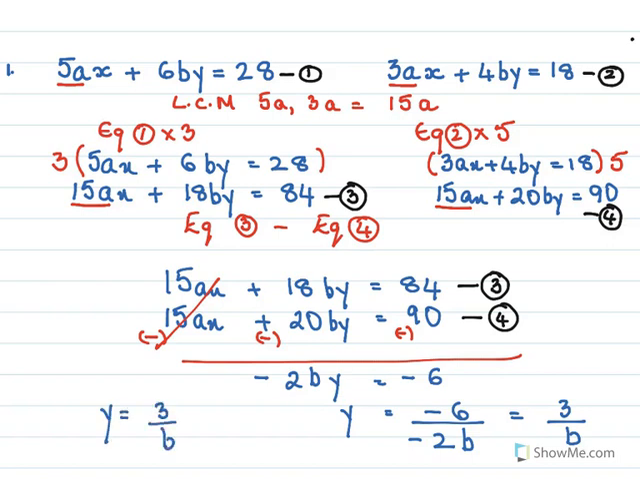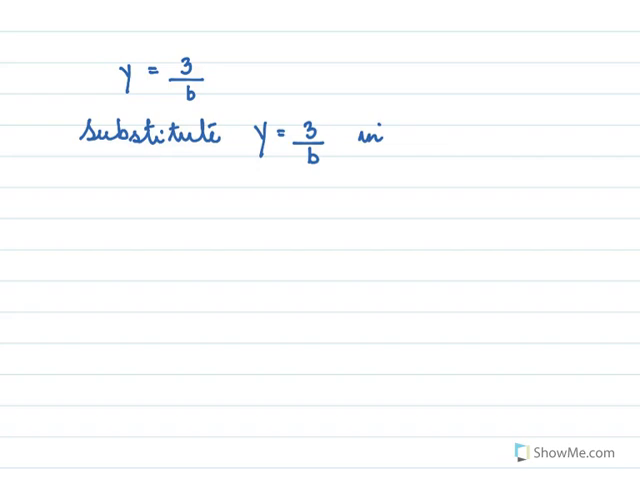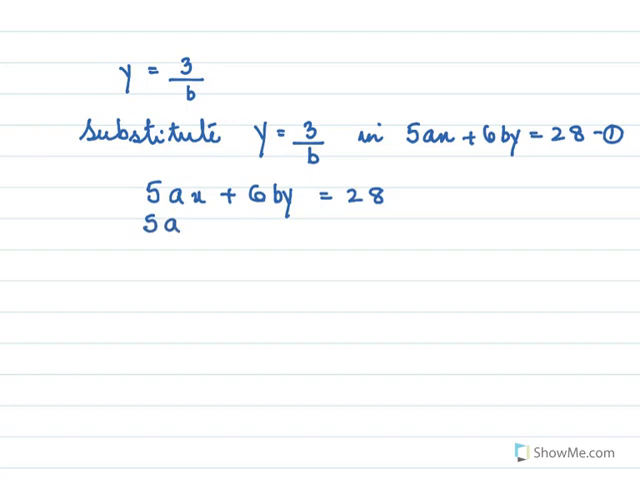I need to substitute in one of the equations and find the value of x. So I had my y equal to 3 over b. I will substitute it in the equation 5ax plus 6by equal to 28. That was equation 1. Let me go ahead and substitute. So 5ax plus 6by equal to 28. And wherever there is my y, now for the y here, I am going to put this value, 3 by b. And this is equal to 28.